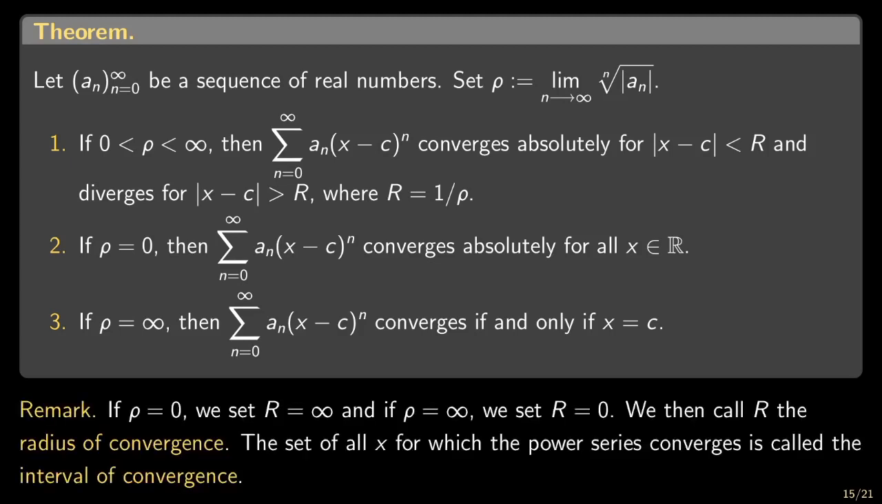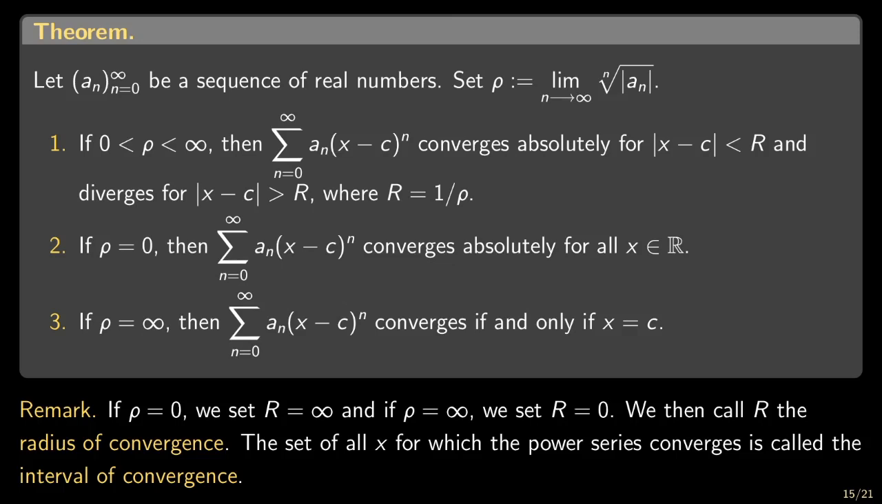Alright, so if rho is 0, as you can see in number 1, we simply let big R be 1 over rho, or the reciprocal of rho. If rho is 0, we simply set R to be infinity. The reciprocal of 0 is infinity, and it's not real, but you can just define it. On the other hand, if rho is infinity, we just set big R to be 0. We then call R the radius of convergence.